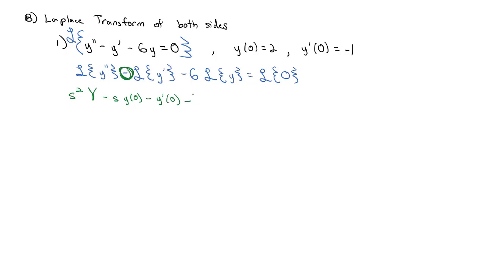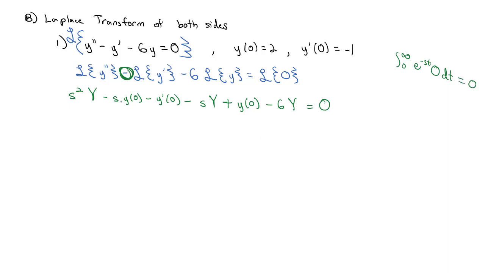The Laplace transform of y prime is s times capital Y minus a negative, which makes it now a plus y of 0. Then we have minus 6 times the Laplace transform of y, which is just capital Y, equals the Laplace transform of 0, which is just 0. And we haven't really talked about that property yet, but it's pretty intuitive when you use the definition and you plug 0 into the integral, that you're going to get 0.